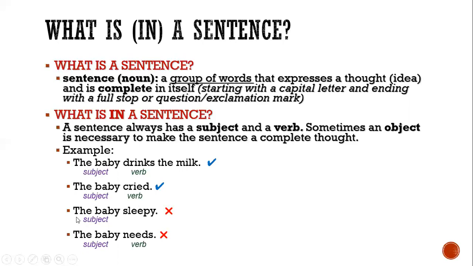The next one, the baby sleepy. This is not a complete sentence because it doesn't have a verb. It only has a subject, and sleepy is an adjective. So this is not a subject and verb, this is an adjective.